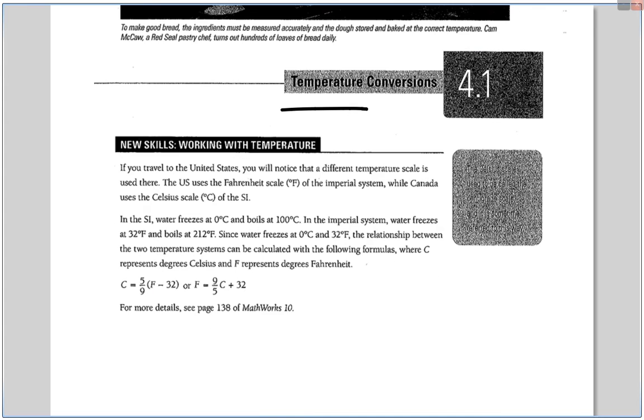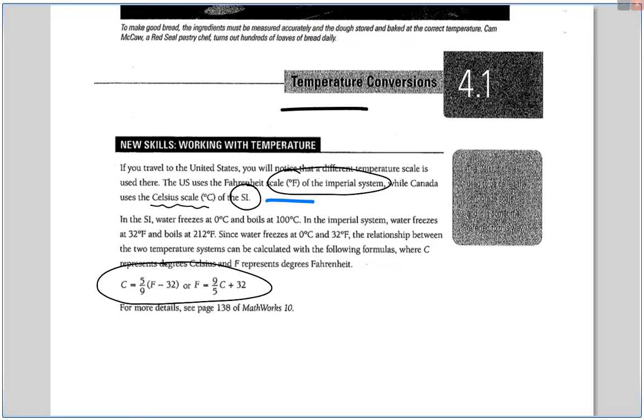So in the United States, they use this thing called the Fahrenheit scale, right here. And in the rest of the world, including Canada, we use Celsius, okay? And Celsius you should be familiar with. That's the metric unit, while the Fahrenheit is the imperial unit. These two formulas are the conversion formulas that you need to use.